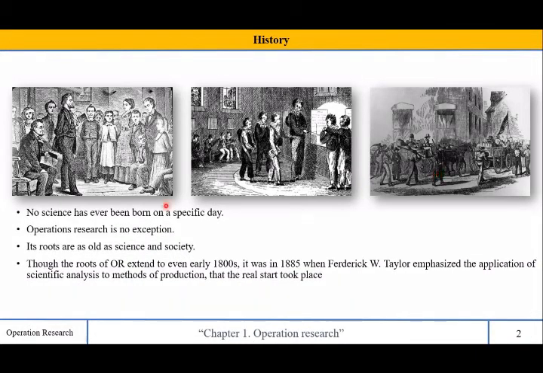Like it says, no science has ever been born on a specific day. Operational research is no exception. Its roots are as old as science and society. The roots of OR extend even to the early 1800s. It was in 1885 when Frederick W. Taylor emphasized the application of scientific analysis to methods of production that the real start took place. So it means that if any technical aspect is applied to the methods of a certain production, it suddenly becomes an important subject of our understanding.